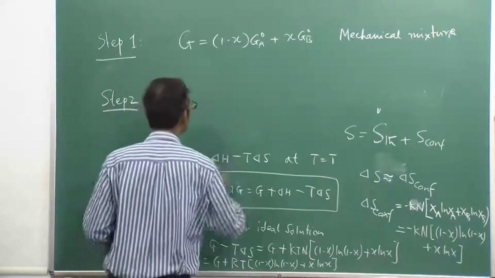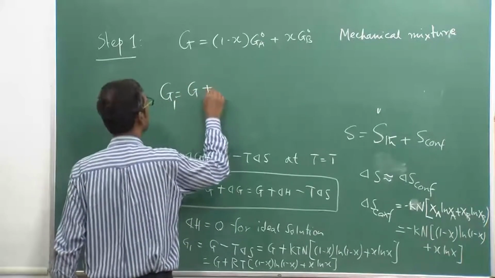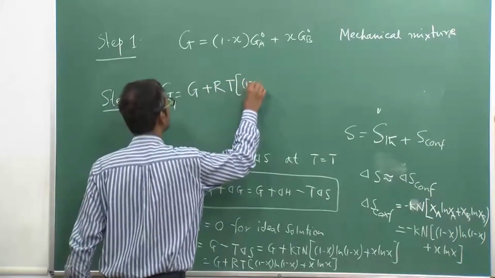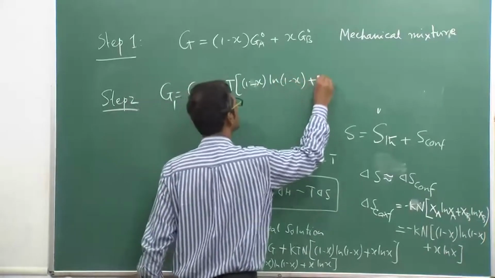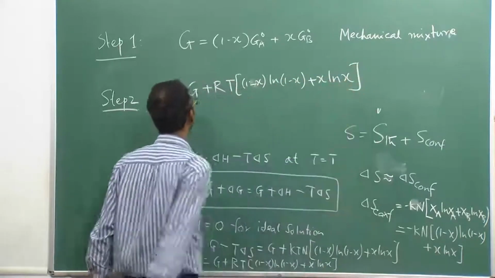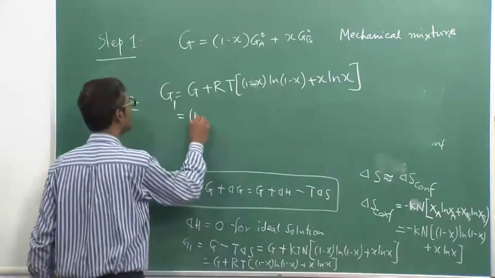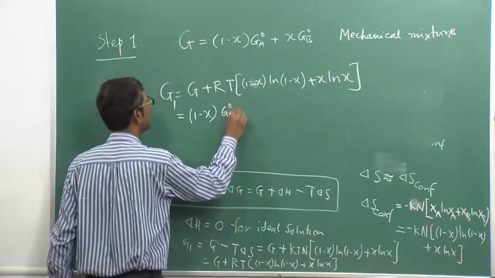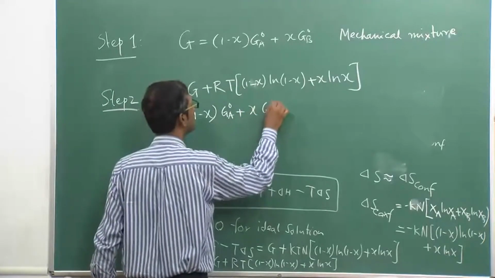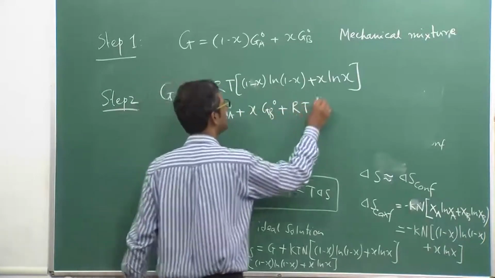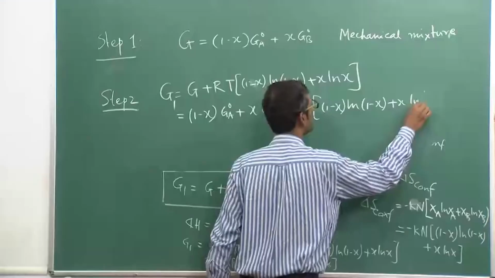So, at the end of step 2, what do I get? I get G is equal to G1, actually, G plus R into T times (1 minus x) log of (1 minus x) plus x log of x. If I write this term completely, that is nothing but (1 minus x) GA0 plus x GB0, plugging in the value of G from the top equation, plus R into T times (1 minus x) log of (1 minus x) plus x log of x.